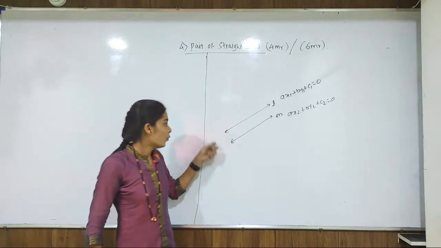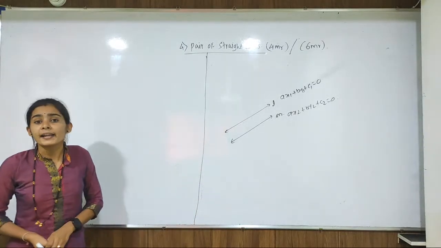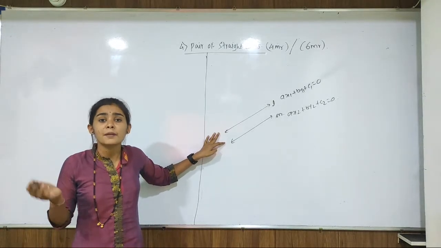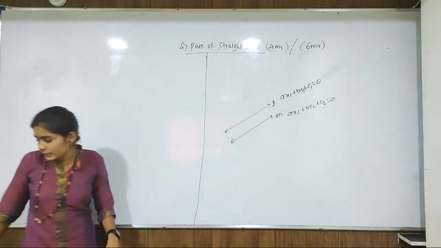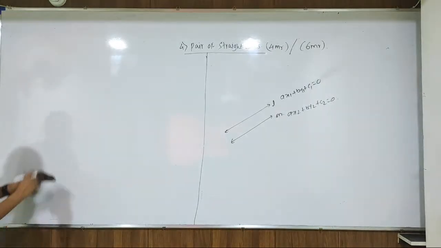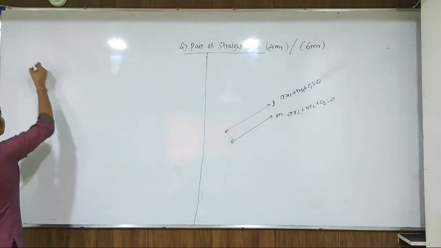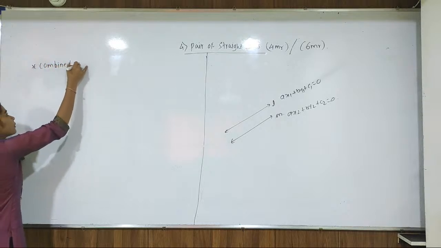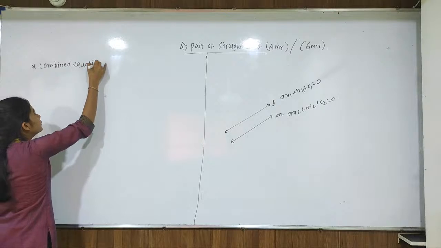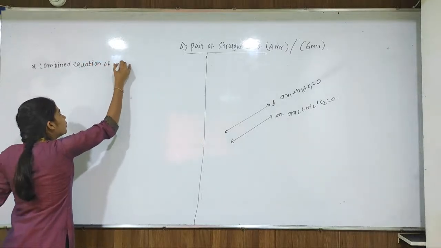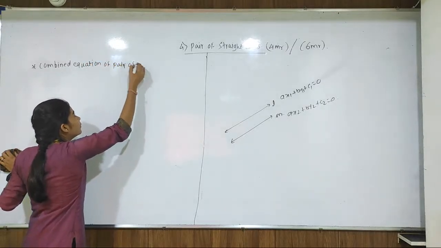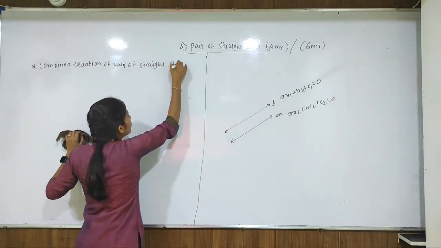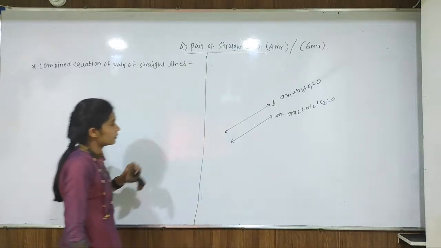Okay. Now we have to find the combined equation of these two lines. Whatever lines are given to us, what do we have to do with them? Combined equation. So the first topic is combined equation of pair of lines. So the first topic is combined equation of pair of straight lines. Okay.